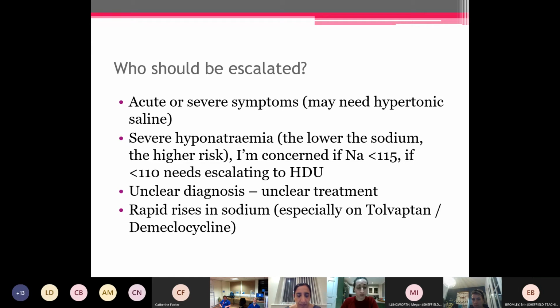If we don't know the cause of the hyponatremia, we need to escalate it because we don't know what treatment to give them until we know the cause. And those with rapid rises in sodium really quickly, then we start to get a bit twitchy, and they need discussing with the endocrine consultant out of hours or registrar during the day.